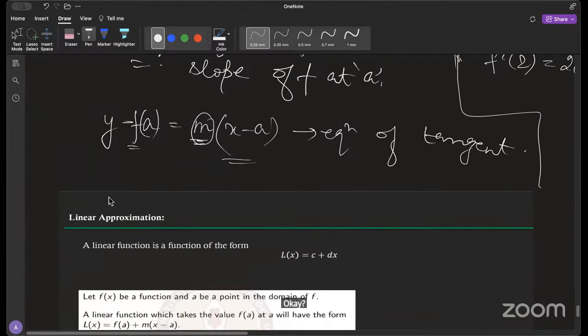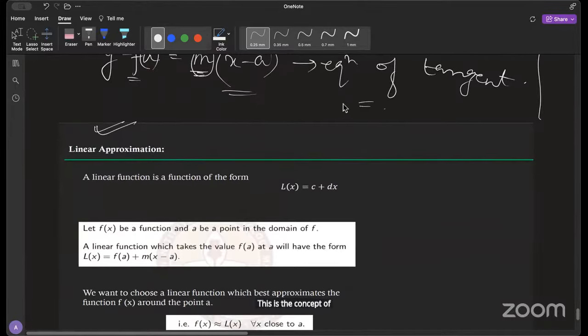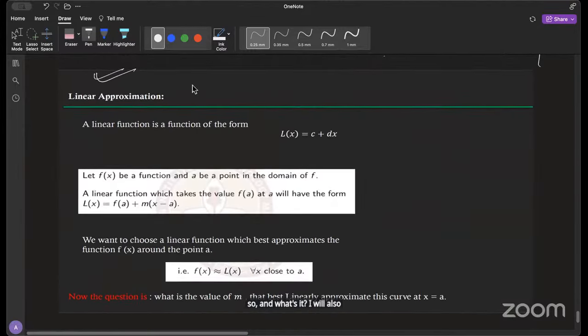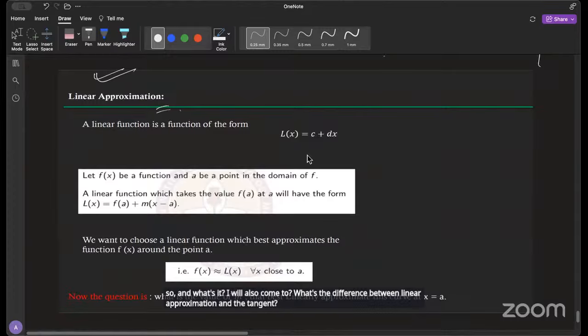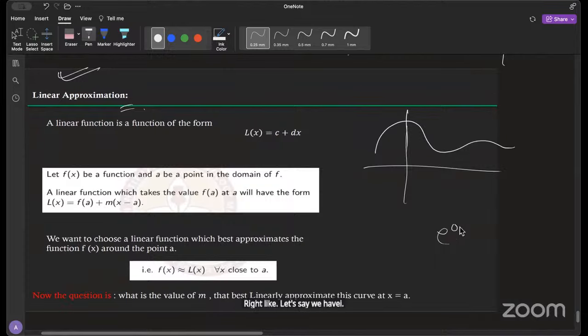Then next up, we have linear approximations, which uses the concept of the equation of tangent. It's the same thing, by the way, and I will also come to what's the difference between linear approximation and the tangent. So linear approximation basically means, if it's a tricky curve and you don't know what the values are, like let's say you have to find e to the power 0.01, you can't find this value just by hand. You'll need some tool to find the value.